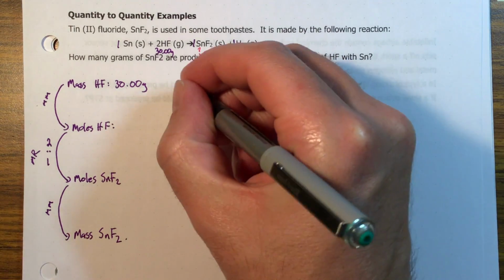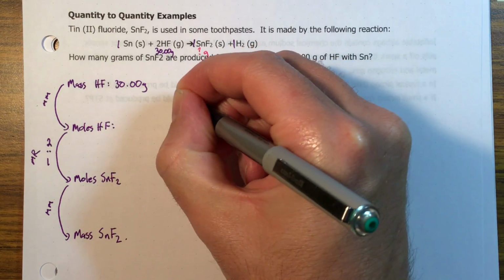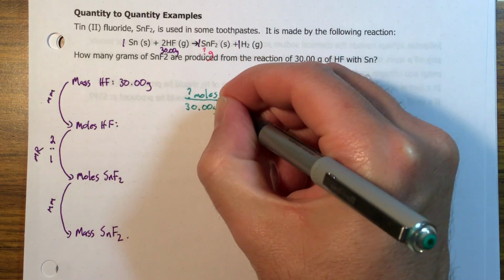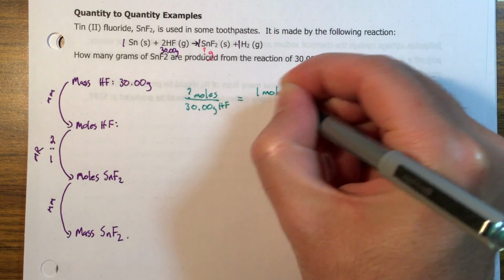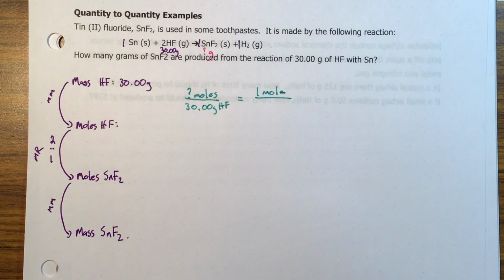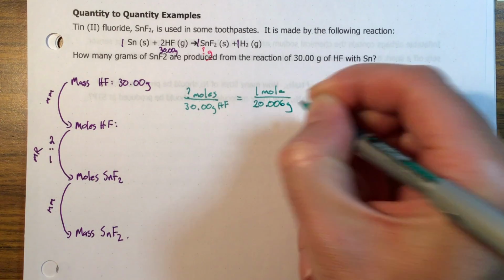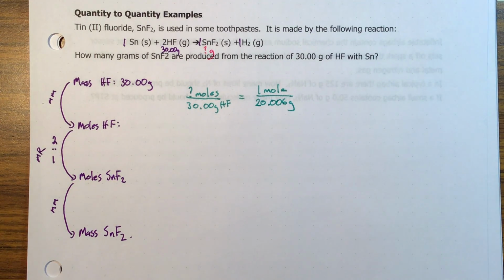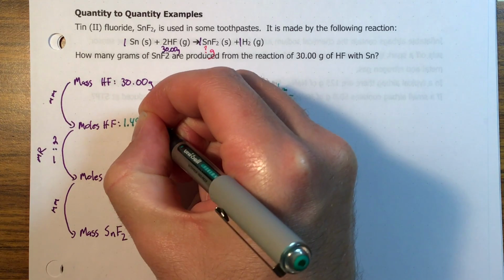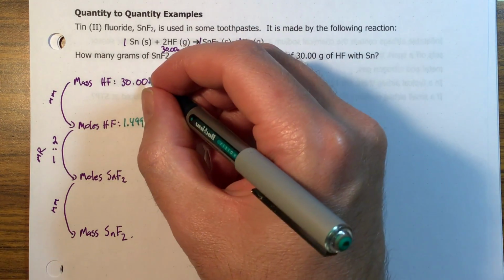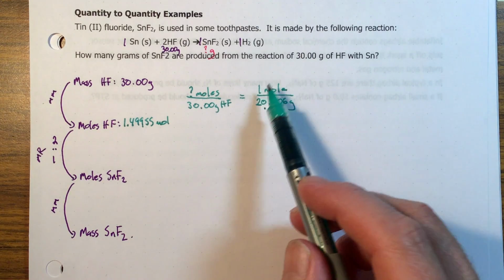So I write out how many moles are there in 30.00 grams of HF if 1 mole has, well, I need to find my molar mass of HF. F is 18.998, and I add to that 1 hydrogen, 1.008, get a total of 20.006 grams. Then I do 30 times 1 divided by 20.006. And I get 1.49955 moles.